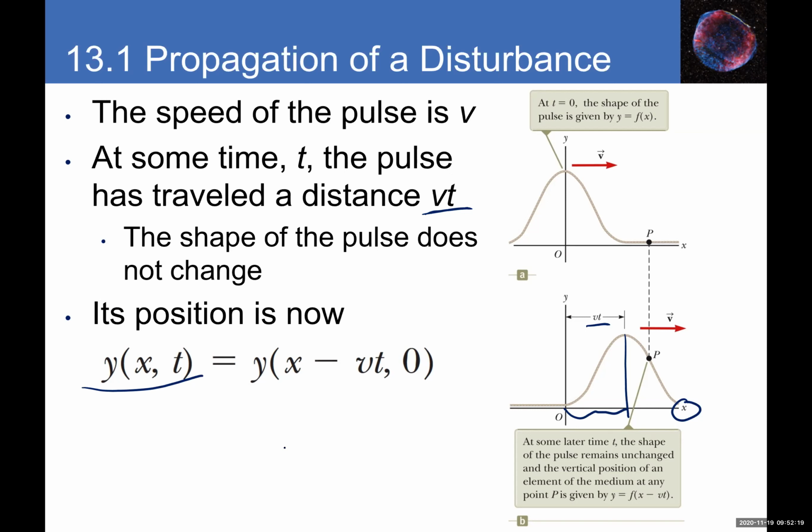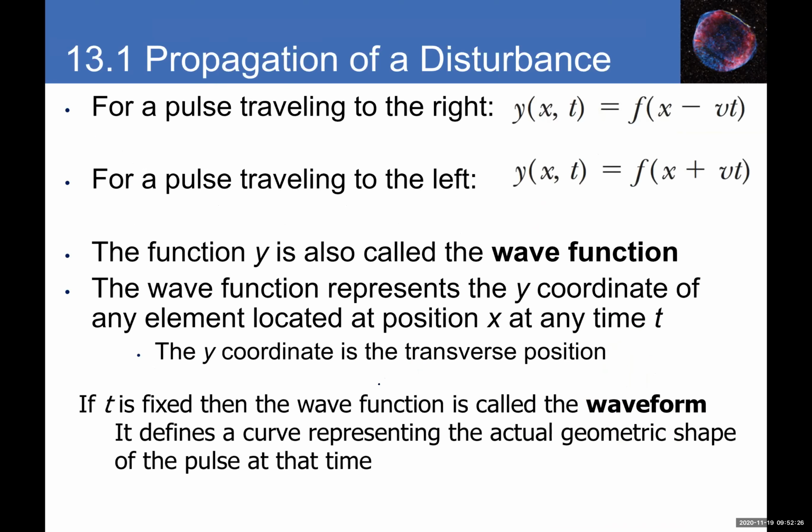So its position is now in terms of that extra distance that it traveled. For a pulse traveling to the right, we can write it like this: y(x, t) equals f of x minus vt. And for a pulse traveling to the left, y(x, t) equals f of x plus vt, where this represents the distance it is traveling. The plus or minus inside represents the specific direction. The negative inside the argument is always for the object moving in a positive x direction, and positive is for the object moving in a negative x direction, in this particular case since we're considering x.